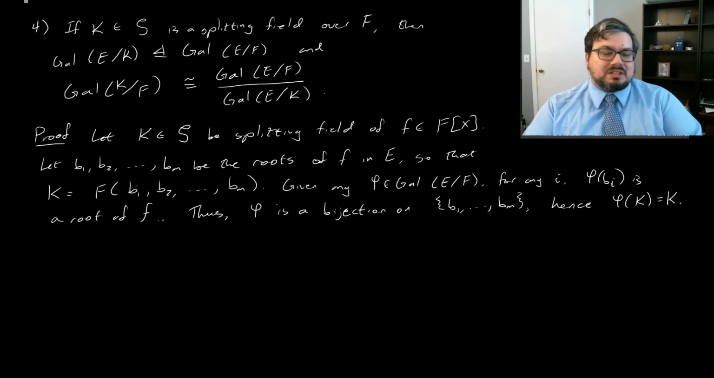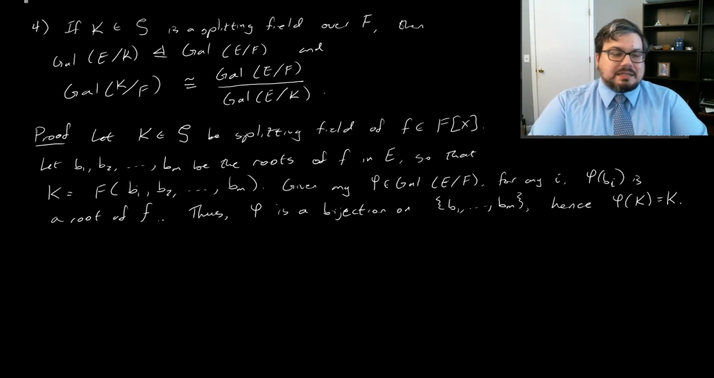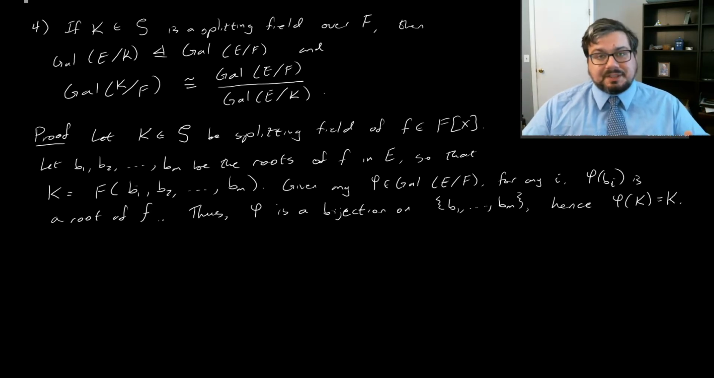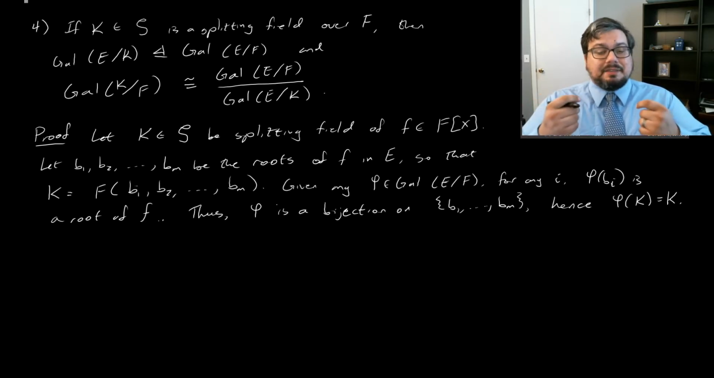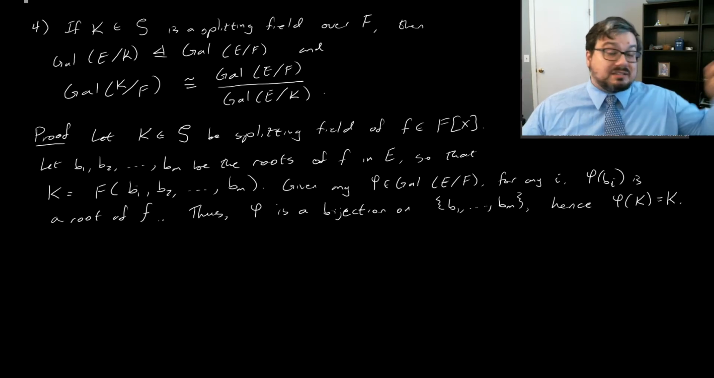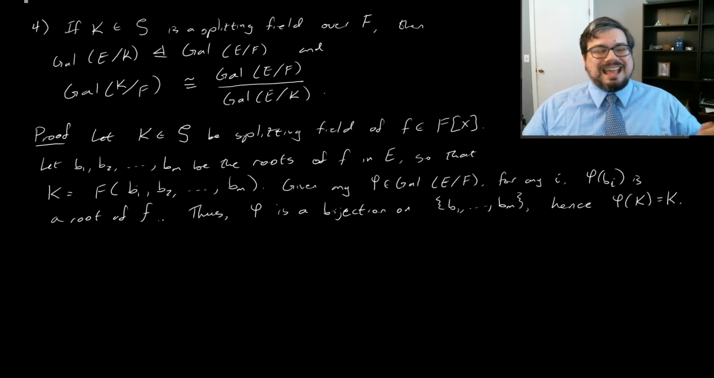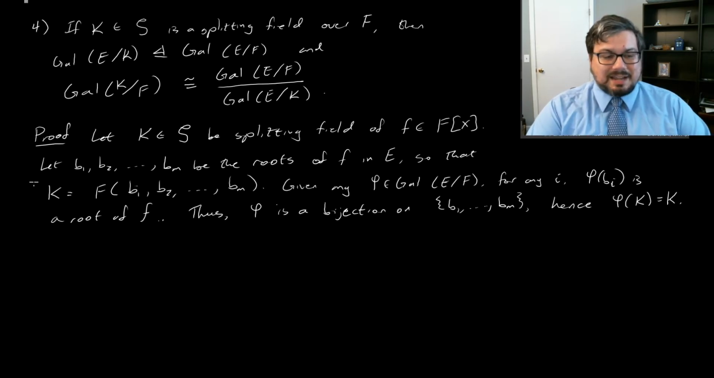So this is what's important about splitting fields. If I just take a random field that lies between F and E, and take some element of the Galois group of E over F, that phi might send things in K to something outside of K. But when K is the splitting field of some polynomial, that's not going to be the case. So that's what we're showing here, that given any splitting field K over F and any phi inside the Galois group of E over F, phi of K is equal to K. This is what is going to make the Galois group of E over K be normal.